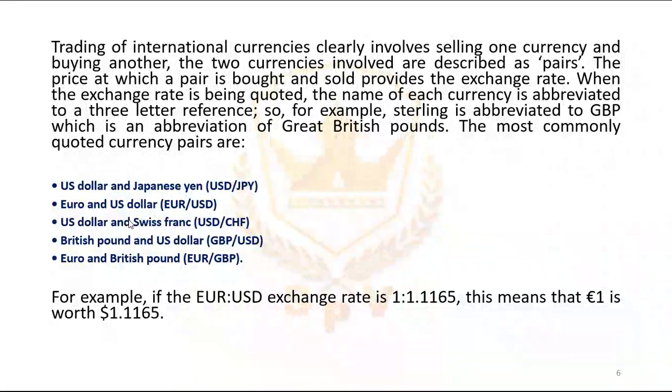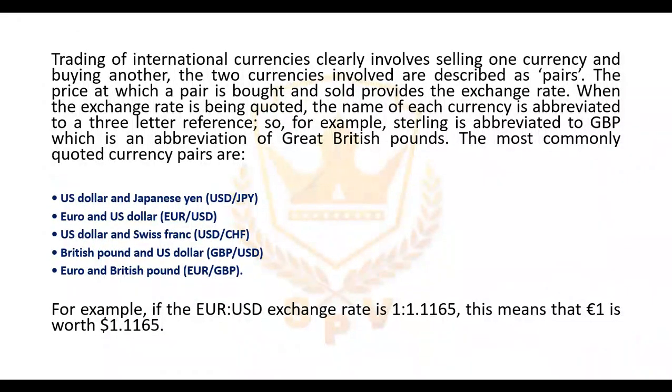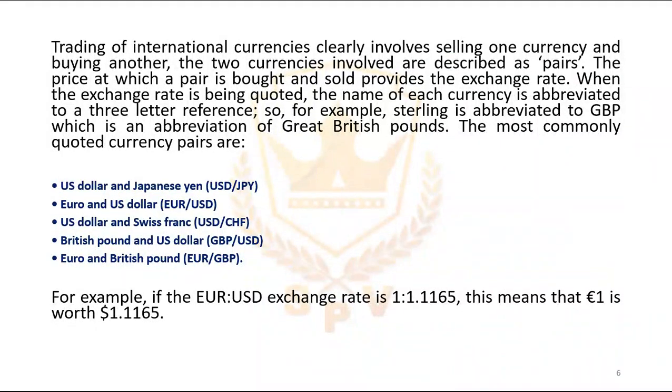When the exchange rate is quoted, the name of each currency is abbreviated into a three-letter word. We have the GBP as an example, which is an abbreviation of the Great British Pound. We have other common pairs like the USD Japanese Yen, the USD JPY. We have Euro USD. We have USD Swiss franc, quoted as USD CHF. We have British Pound US dollar, which is GBP USD. And we have the Euro and British Pound, which is Euro GBP.